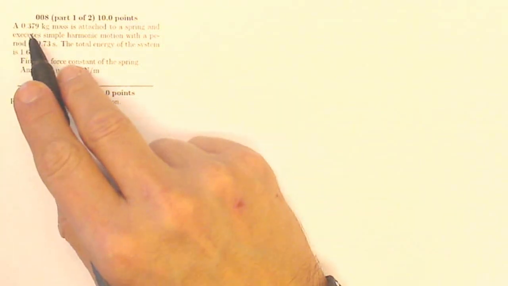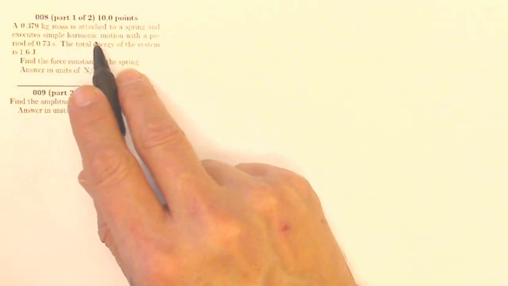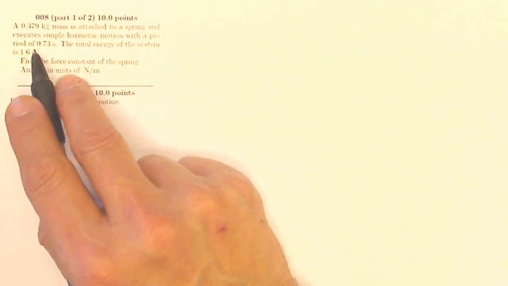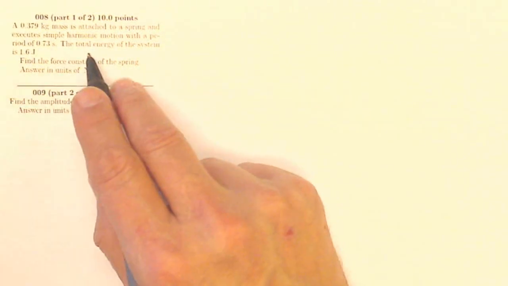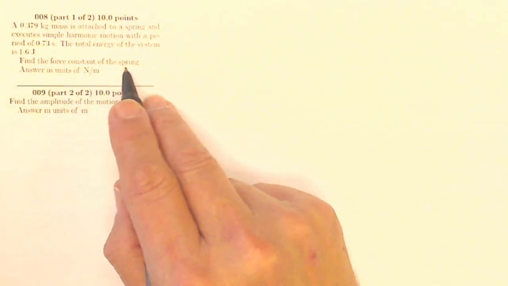This is AP Physics, Homework 5.2, questions 8 and 9. A 0.379 kilogram mass is attached to a spring and executes simple harmonic motion with a period of 0.73 seconds. The total energy of the system is 1.6 joules. Find the force constant of the spring.